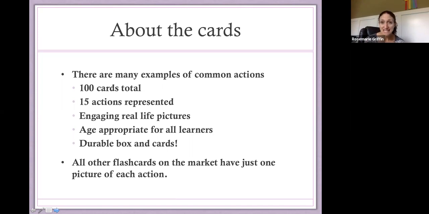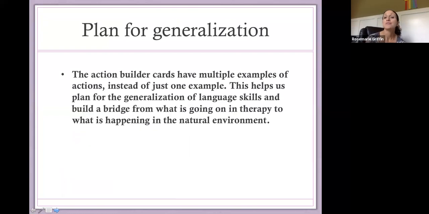The thing that makes them stand out, that makes them different, is that all other flashcards on the market have just one picture of an action. So potentially if you're gonna buy another box of cards, they might just have one picture of eating, one picture of playing, one picture of washing, and then that's what you're telling your student, like this is what washing is, this is what playing is, and when they see a different card, they may be confused. They may not understand that. There's multiple examples. It helps us plan for generalization, which is really hard, and a lot of the times people who don't take time to plan for generalization, their students really won't be able to generalize those skills.